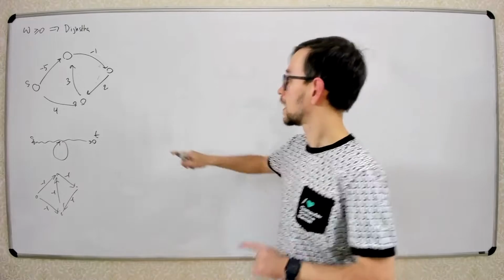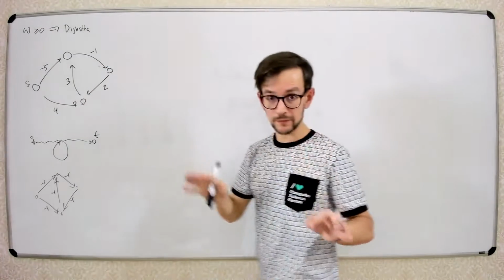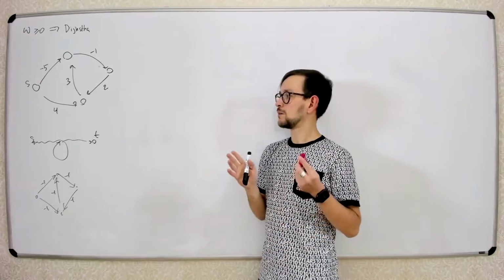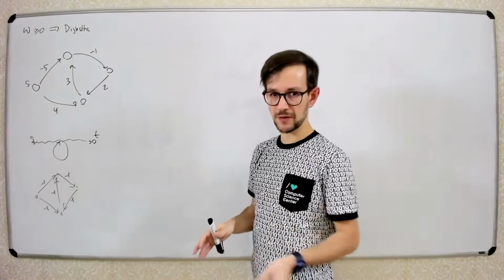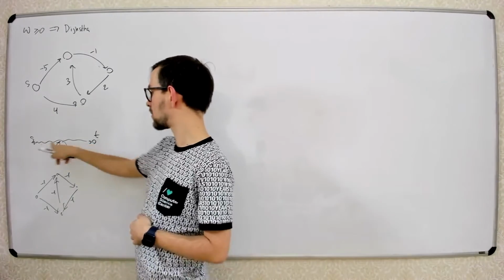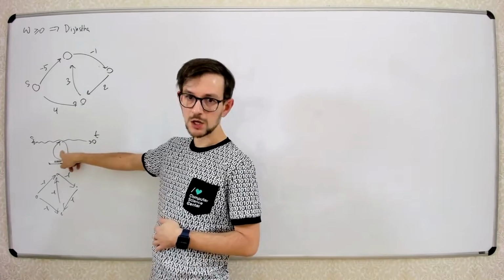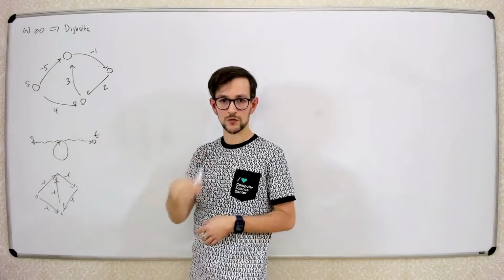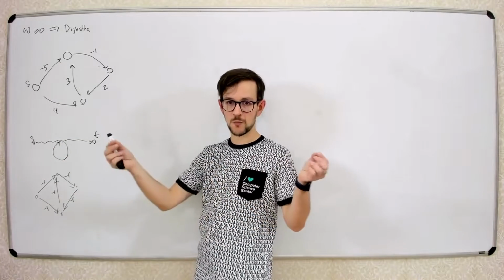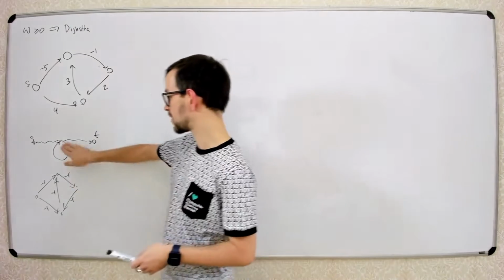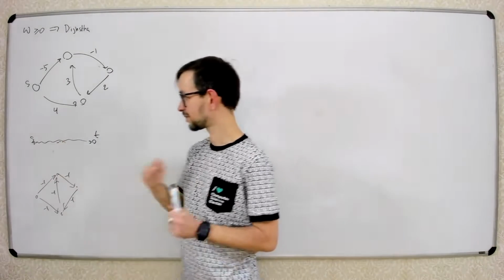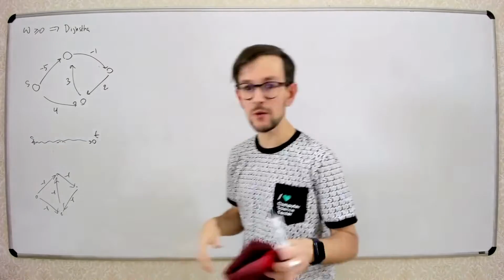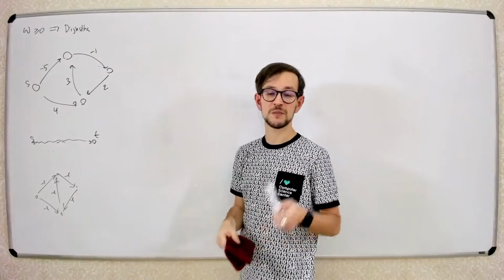Now, if we forbid negative cycles, then the problem is always defined, because each shortest path is a simple path. If you have a shortest path from S to T which contains some cycle, you can remove this cycle from this path, and since the weight of this cycle is non-negative, the total length of your path will not increase. So you can remove this cycle and have a shorter path.